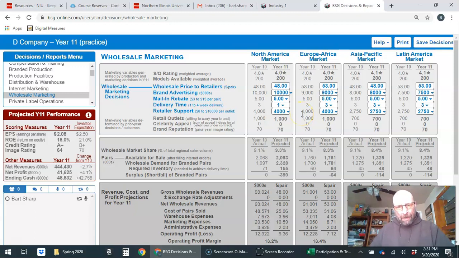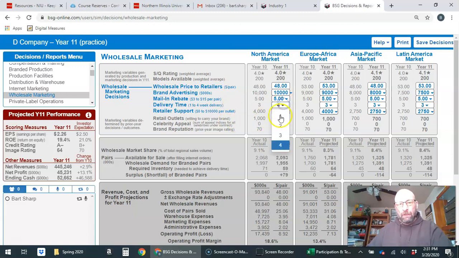You'll be able to take advantage of those changing consumer tastes. If you offer a 4 week delivery time, maybe the trend is gone. The fad is past before your shoes get to the retailer, so you miss out on that. So again, the faster the delivery time, the higher the perceived value, but also the higher the costs.